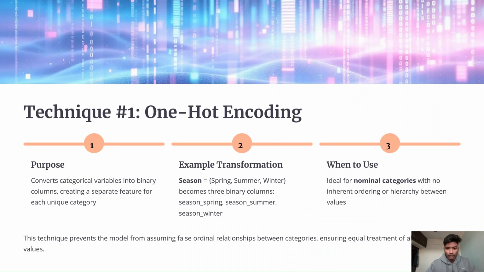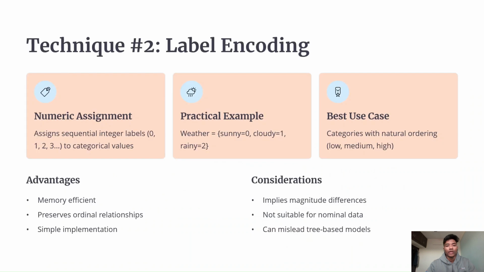Now, technique 2: label encoding. Label encoding assigns numbers like 0, 1, 2, 3 to categories. This method is best when categories have a natural order, like low, medium, high. For example, 0 denotes sunny, 1 denotes cloudy, and rainy is denoted by 2. The advantages of label encoding are that it is simple, fast, and memory efficient. It creates a numeric ranking, so we should avoid it for unordered categories because it can mislead the model.